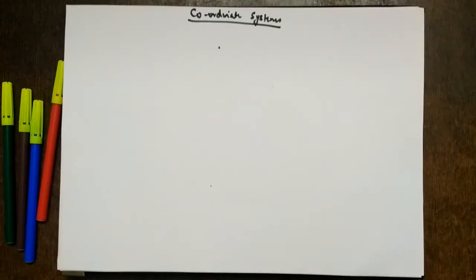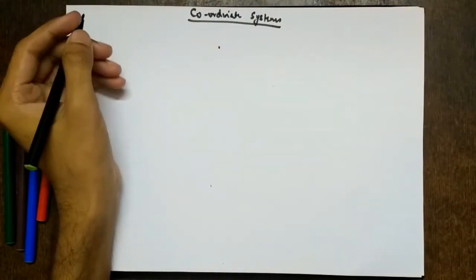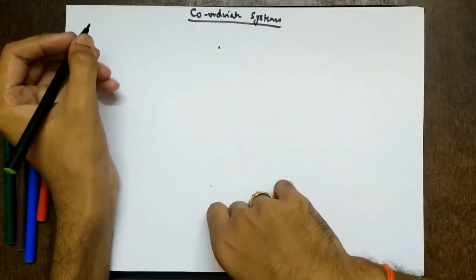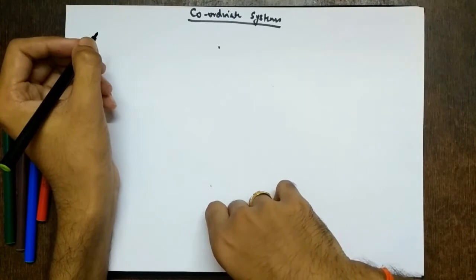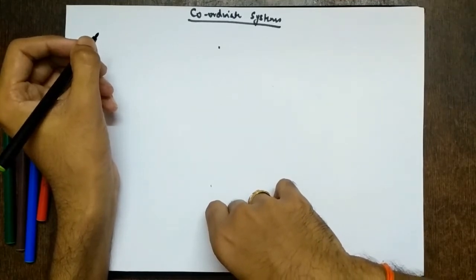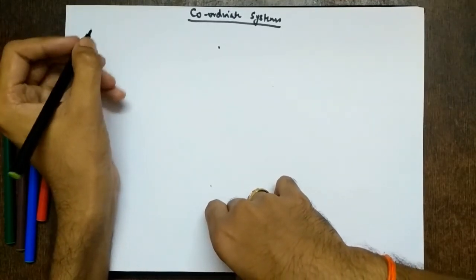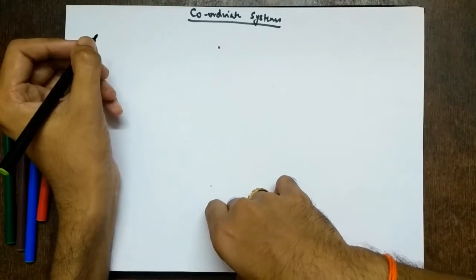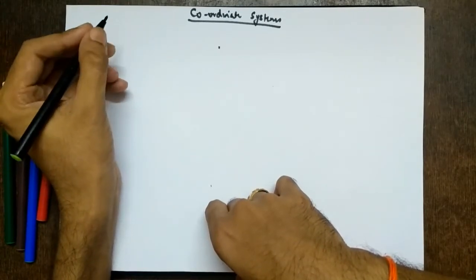So in this lecture we'll study about coordinate systems. Why we study coordinate systems is that in electromagnetics we talk about something called an electromagnetic wave. Now you might have heard about this somewhere or the other. So what does an electromagnetic wave do? Basically it travels from one point to the other point.